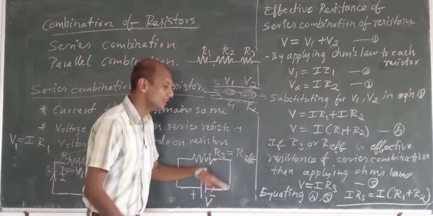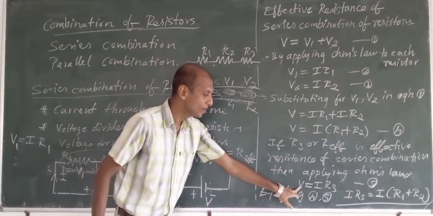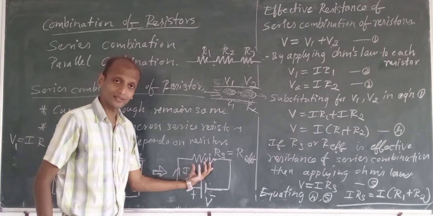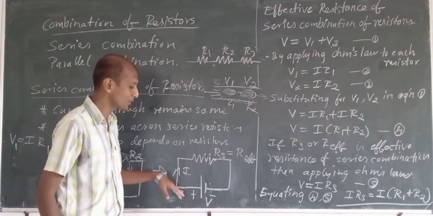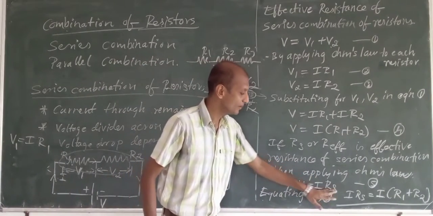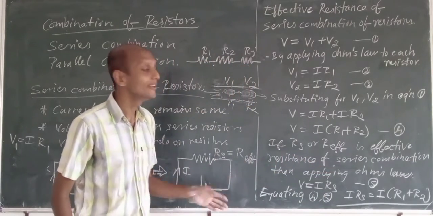If I apply Ohm's law, I can write V will be equal to I into Rs. Clear or not? Because the total resistance is Rs here, so V will be equal to I into Rs. That is what I have written, and I will take this as equation 5.